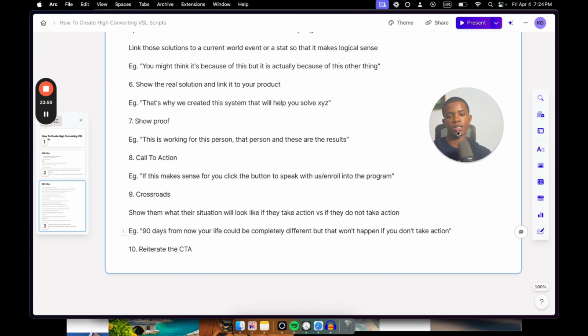And then number 10, you reiterate the CTAs. Now, VSLs and marketing, all of this stuff changes from time to time, right? It changes from time to time. No one can control it, but these are the fundamentals that you need if you want to get people to buy your B2B offer or B2C offer.